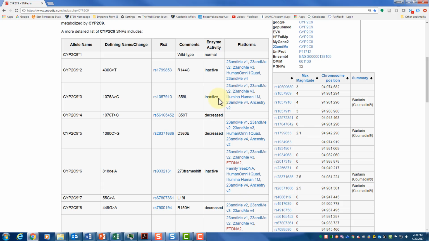Now, this data for these SNPs is generated by companies such as 23andMe, Human Omni 1 Quad, Illumina, Human 1M, Ancestry.com, and Family Tree DNA, FTDNA. So a lot of people are getting this information, and it's cheap to get SNPs analyzed because it's all done on a chip. So think about this when you're treating your patients if you have this information.